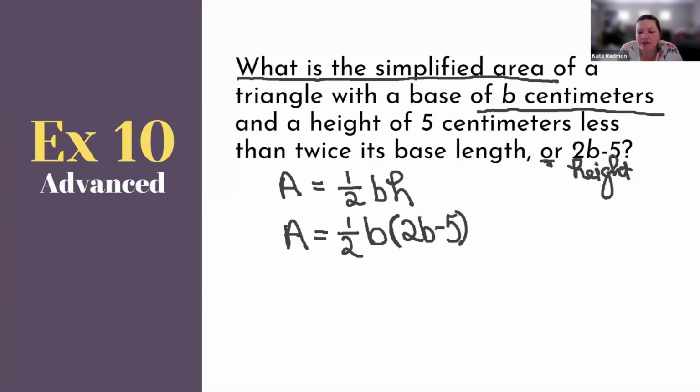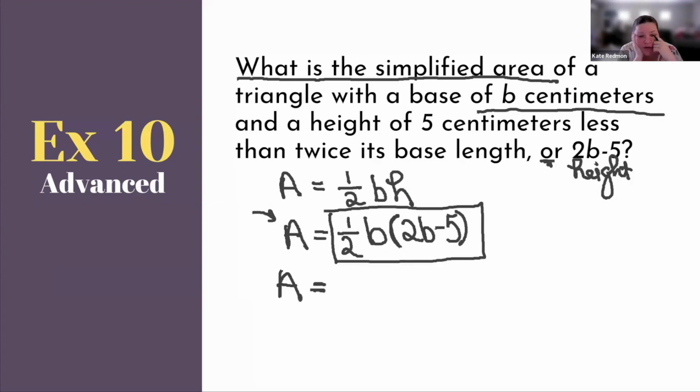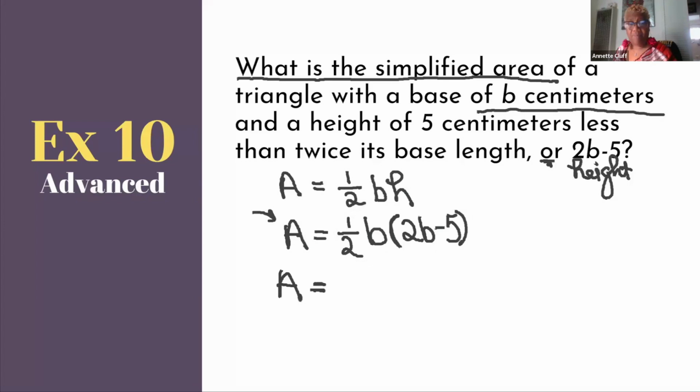Now, I'm going to go ahead and do this simplifying now. You can see that there's nothing to do on the left-hand side, but on the right-hand side, I can distribute 1/2 b to this sucker. So let's start with distributing 1/2 b to the first term in the parentheses. What is the first term in the parentheses? 2b. Exactly. So what is 1/2 b times 2b?